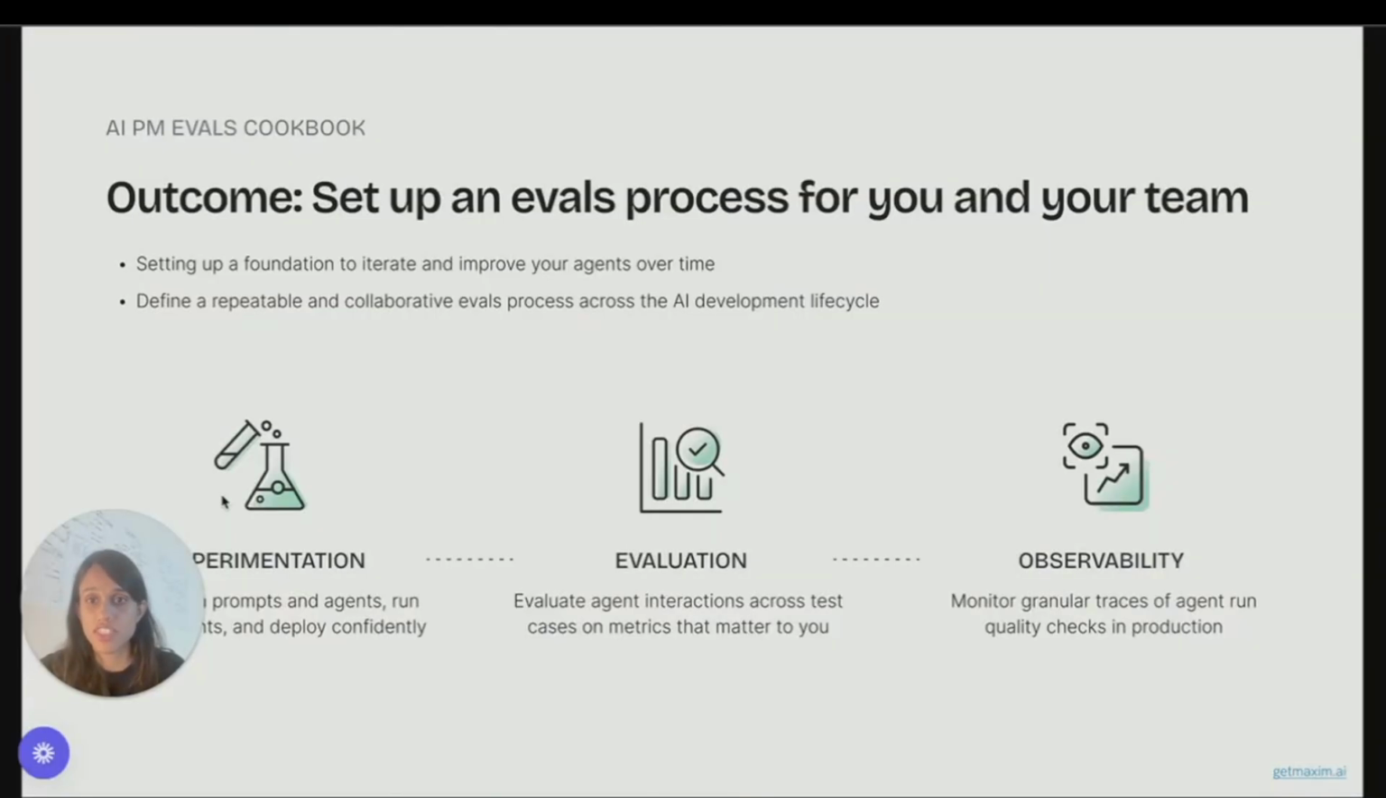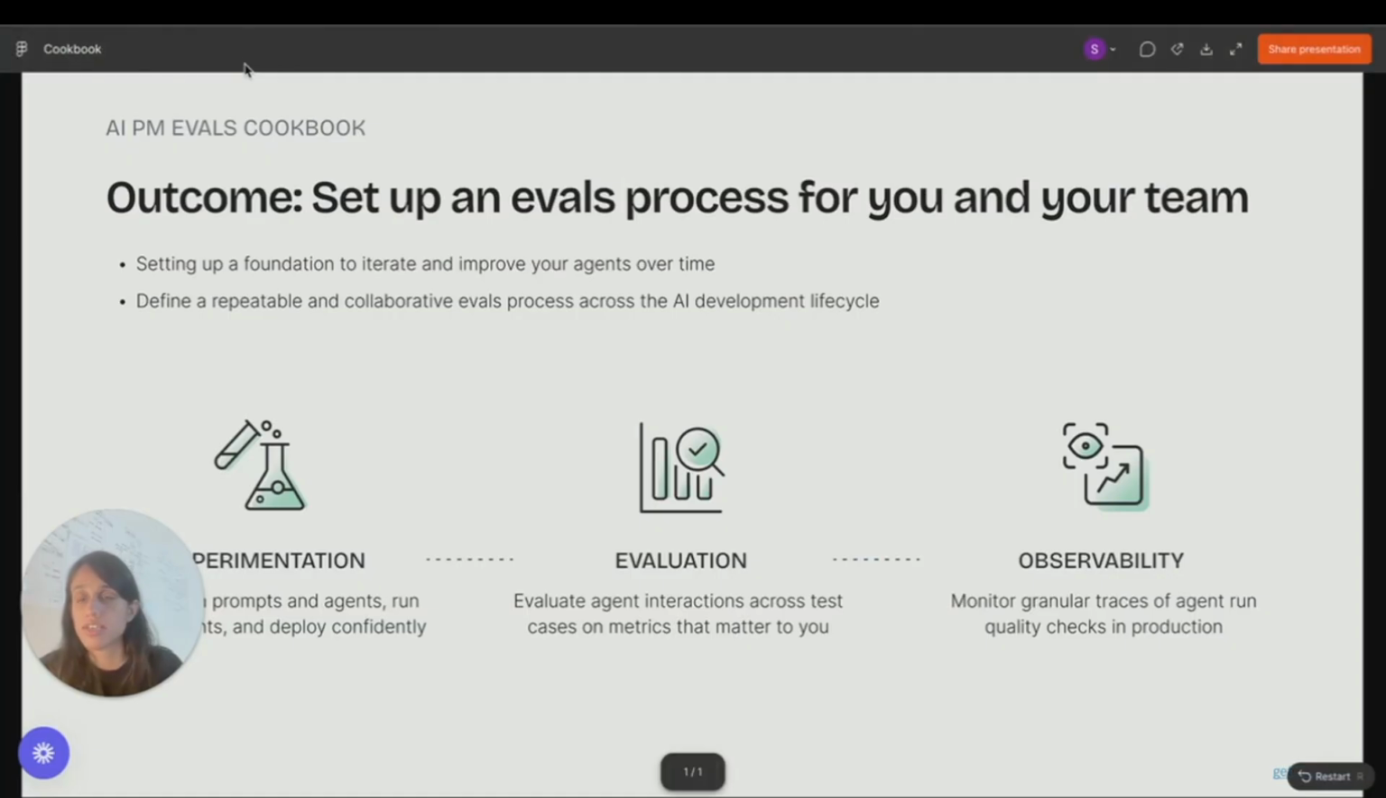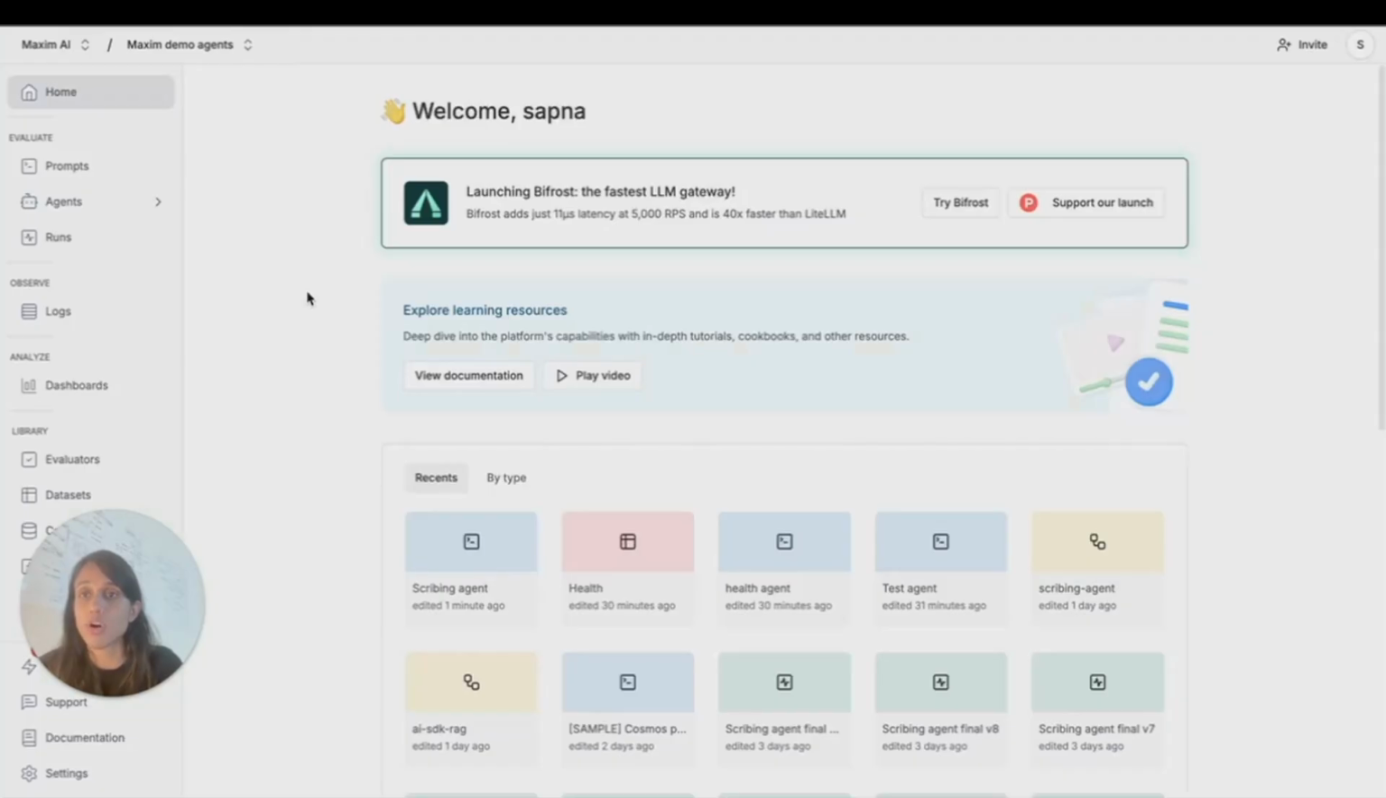For the purpose of this cookbook, we will use the example of a scribing agent that helps doctors take their particular conversation with the patients, check for patient history, and summarizes what happened in every interaction for the purpose of documentation and further history. I'm going to go quickly to the Maxim platform, and what you can see here is the Maxim UI.